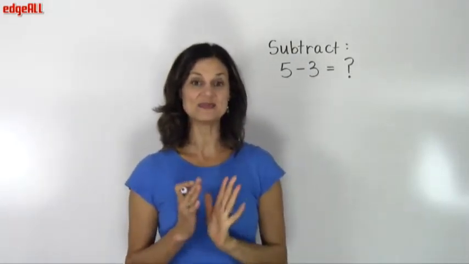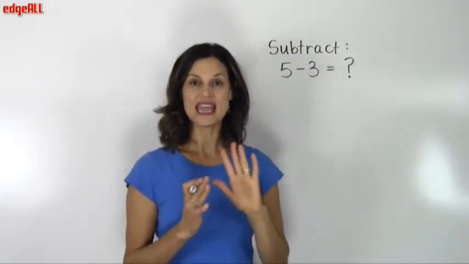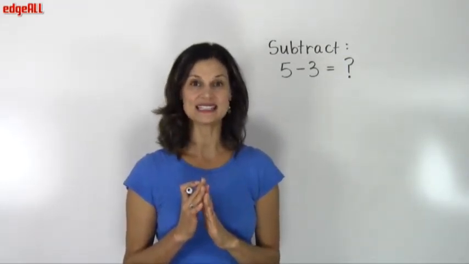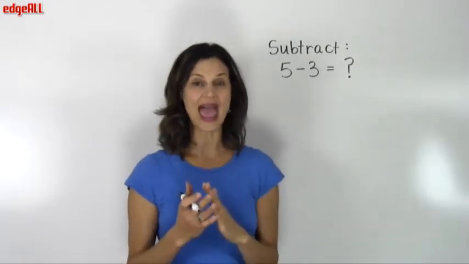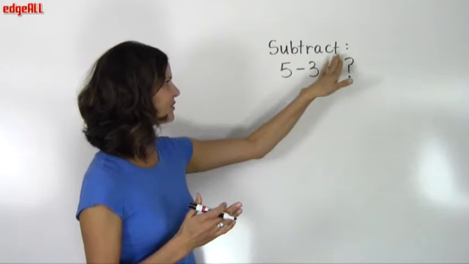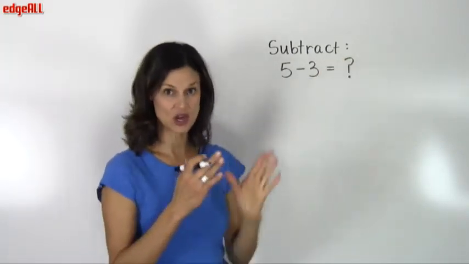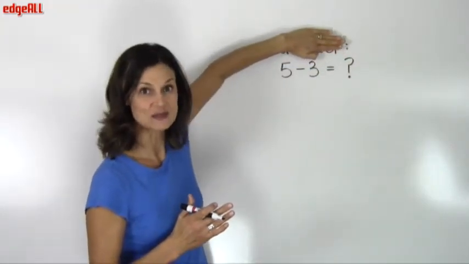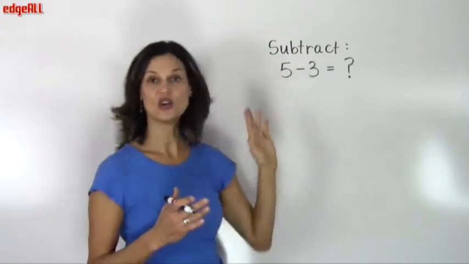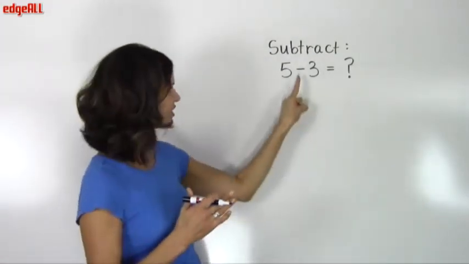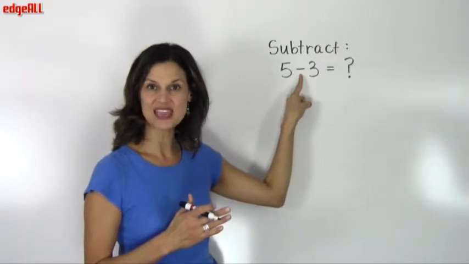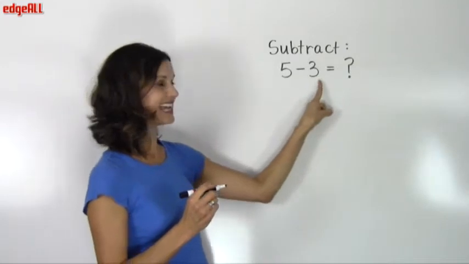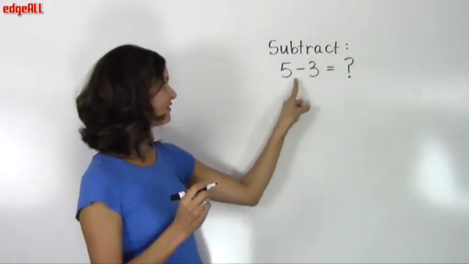You need to pay special attention to the symbol in between your numbers to see if the problem is asking you to subtract or to add. In this example, we have the directions of subtract, and so we know that we need to take away. But sometimes you won't have a word there like subtract. You'll simply have your two numbers, and then you need to look carefully at this symbol in between, and if it's a dash like this, it tells you that we are going to take away 3 from 5.